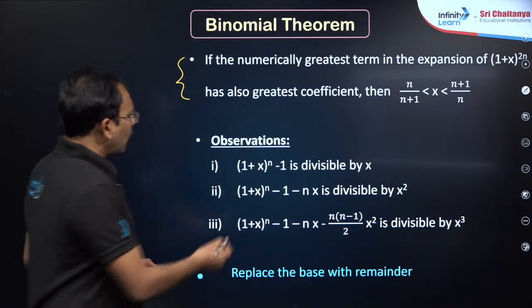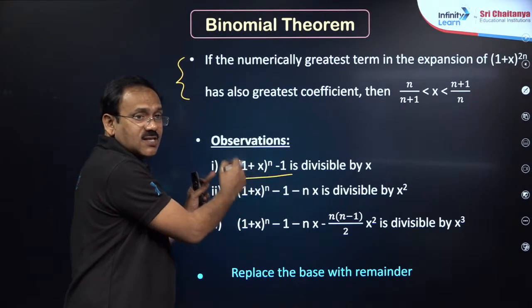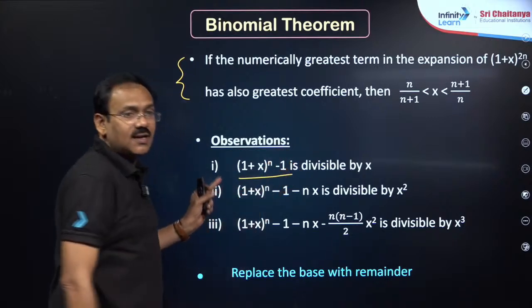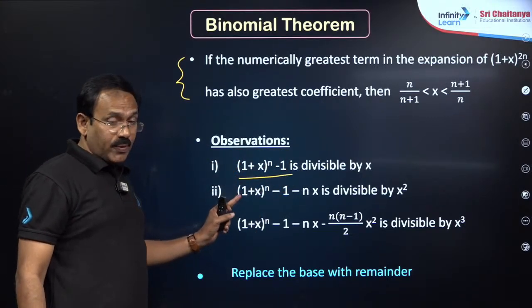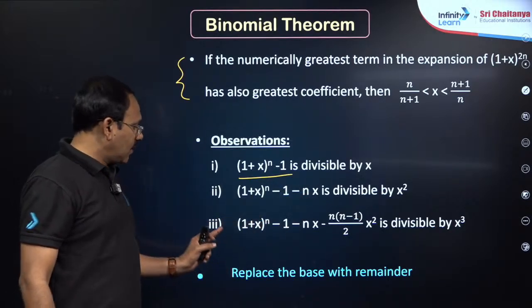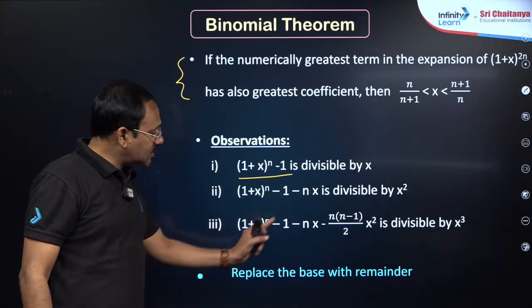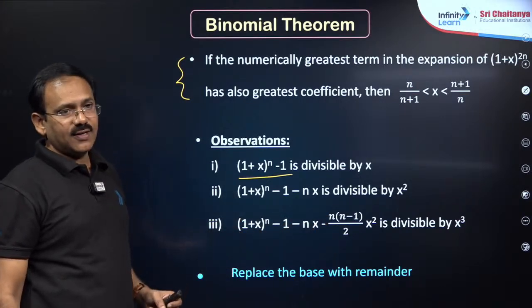So this is (1+x)^n - 1. If you write this expansion, the first term is 1, which is subtracted, it is divisible by x. (1+x)^n with the first two terms subtracted is divisible by x^2. (1+x)^n with the first three terms subtracted is divisible by x^3, my dear friends.